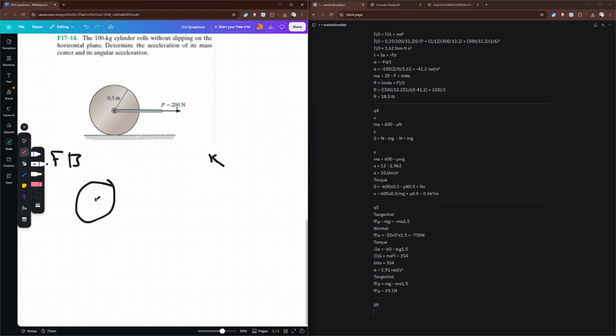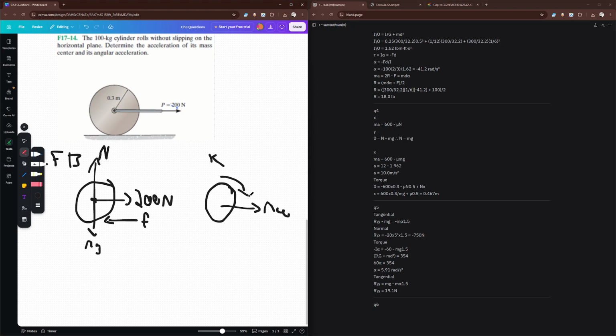Anyways, here we go. We have a center of gravity. On it, we get mg. Acting up from the ground, we have the normal force. Acting like so, we have 200 newtons. And then we have a friction force opposing the motion. And then in terms of the kinetic, we have ma and I alpha. And of course, let's set up our positive like so. There we go. So there's our free body diagram and our positives in turn.